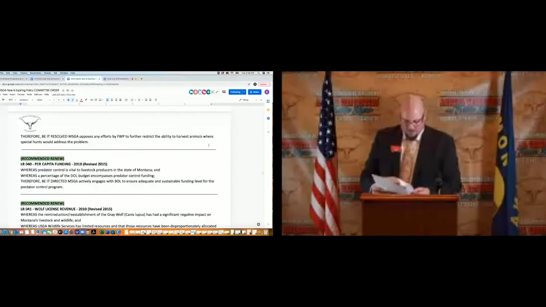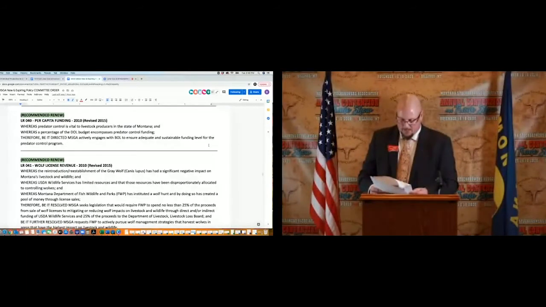Last one, LR 040, per capita funding. Recommended renew. Therefore, be it directed, MSGA actively engages with the Board of Livestock to ensure adequate and sustainable funding level for the predator control program. I lied, we have one more. Recommended renew LR 041, wolf license revenue.